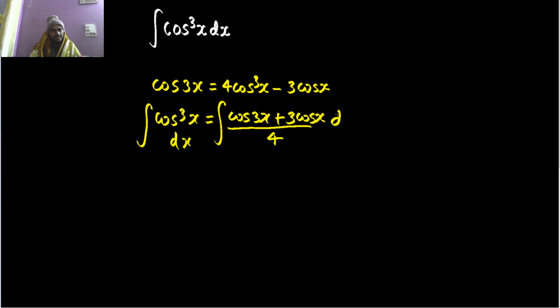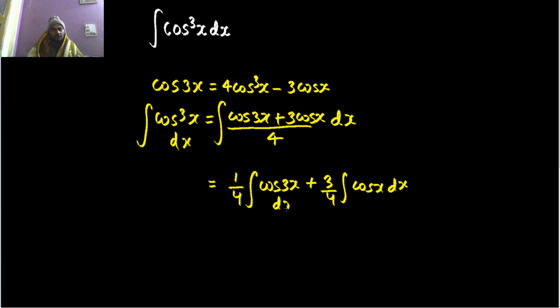So, we can separate this now. 1 by 4 integral of cos 3x plus 3 by 4 integral of cos x. Again, integration of cos 3x is... integration of cos is sine, so 1 by 4 sine 3x. Now we'll have to extra divide by the coefficient of x, because this is not cos x, this is cos 3x. So dividing by the coefficient of x, we'll be having a 3 in the denominator. And in this case, it will be simply 3 by 4 sine x plus a constant c.